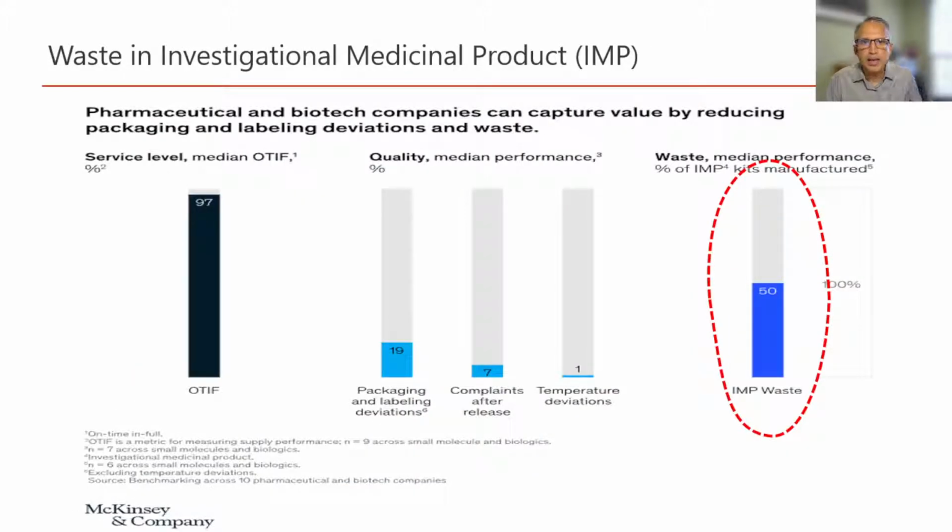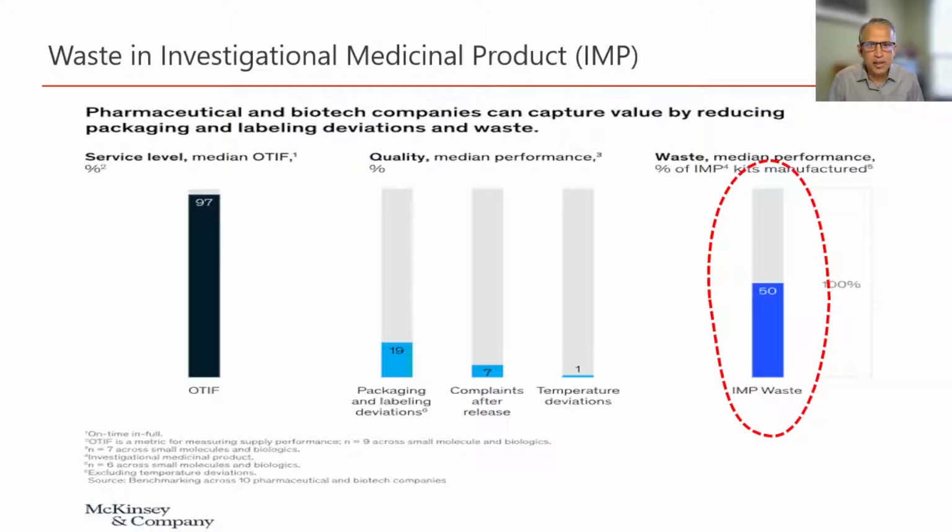As I mentioned previously, IMPs are expensive and have long lead times since they have not gone through the process engineering that is typically done once the product is approved by the FDA and made ready for distribution to the general public. As per this McKinsey study benchmarking 10 pharma and biotech companies, 50% of IMP that is produced is wasted. According to the same study, a pharmaceutical company spending $10 billion a year on R&D could reap annual savings of more than 100 million by improving its waste performance to best in class.